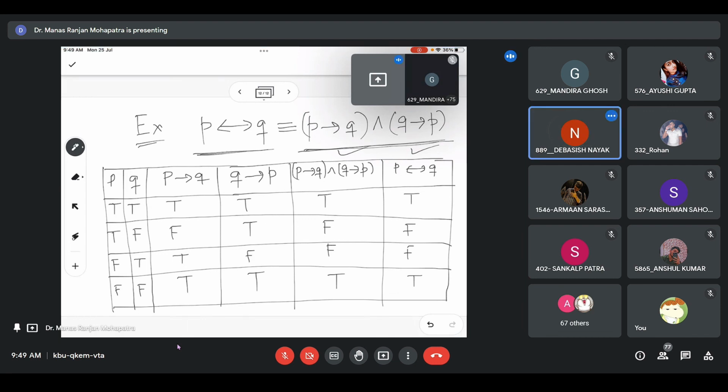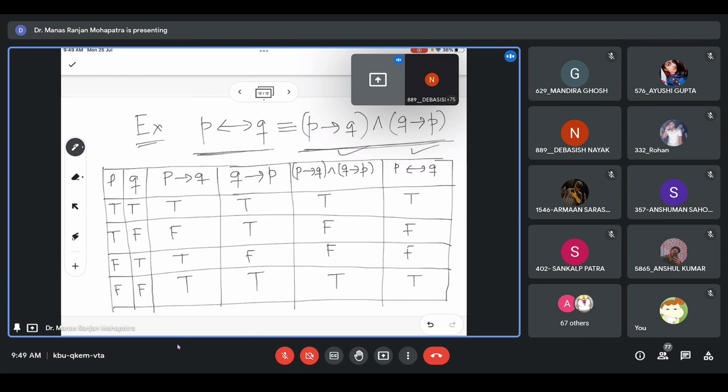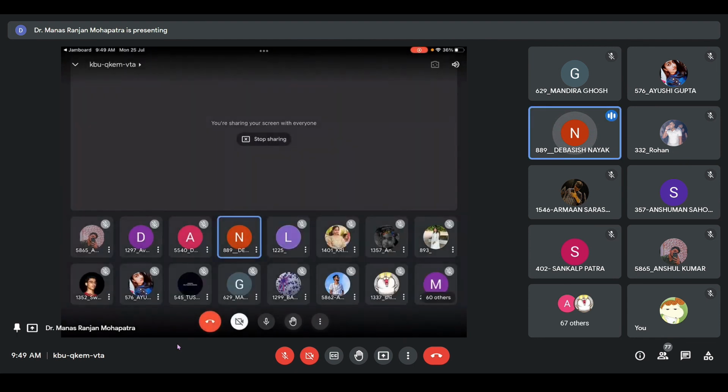Excuse me, sir. Yeah. Can you explain the double implication first? Sorry, you're not audible clearly. Sir, can you explain the double implication part?